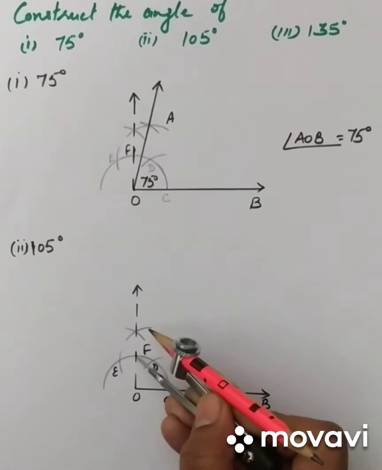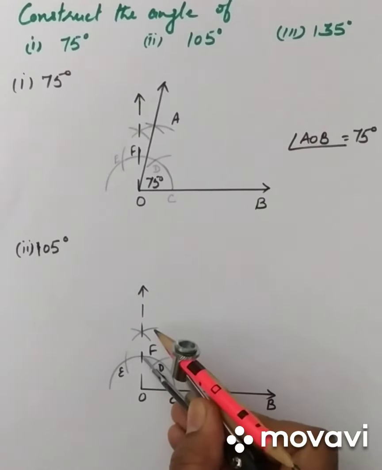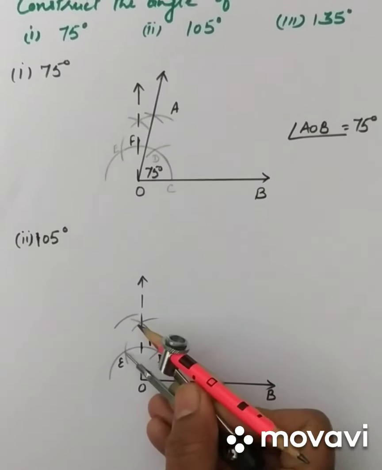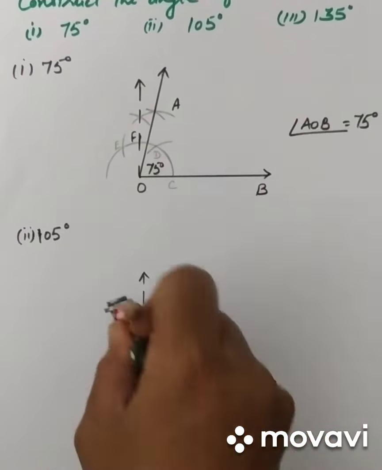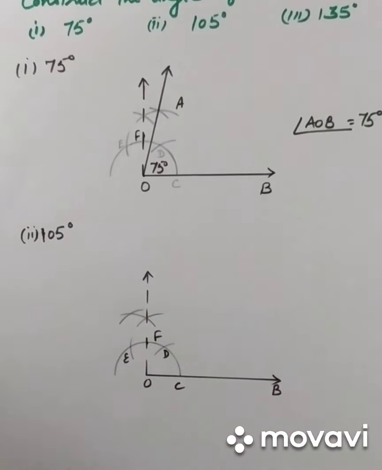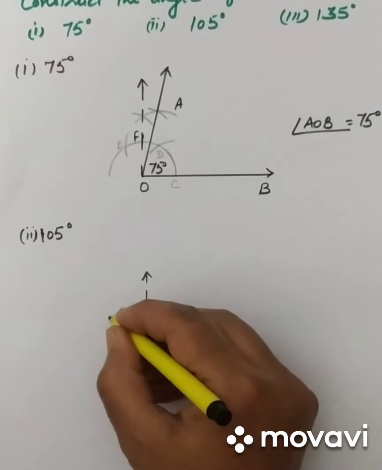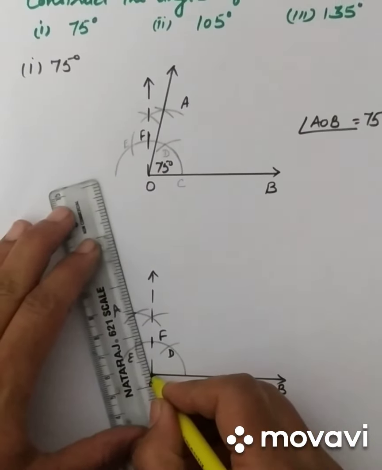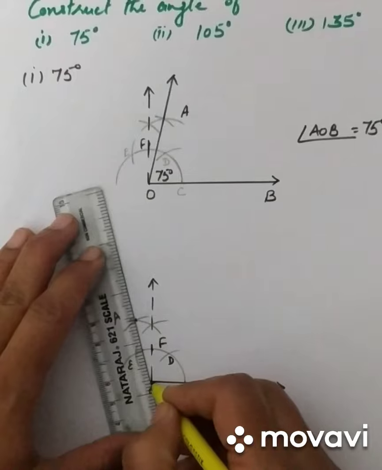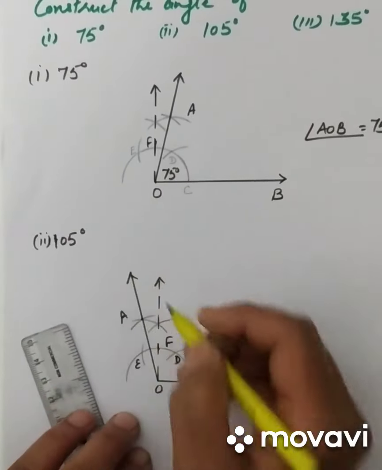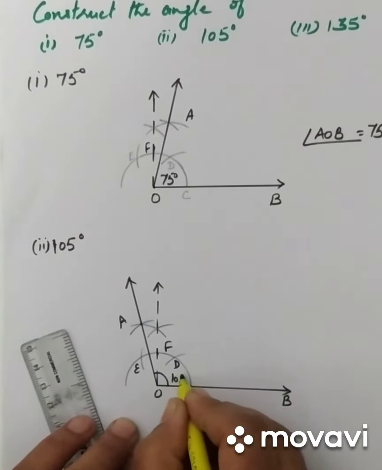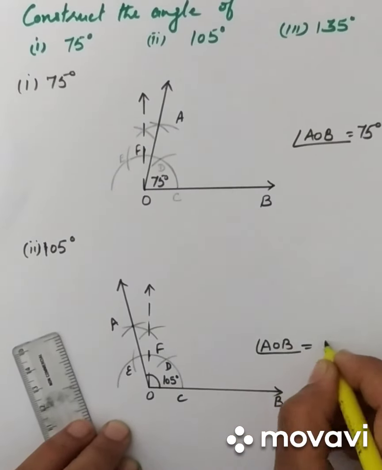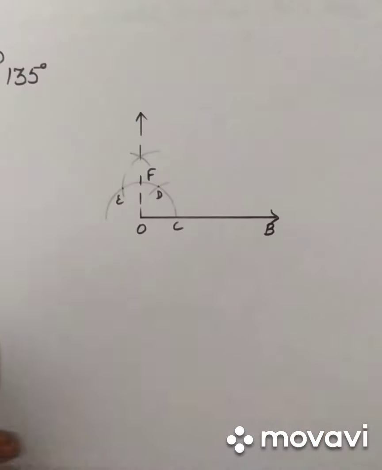Now put the compass at F, that means F as a center, and draw an arc. Then from E, we have to cut the previous arc and mark this point as A. And this is the angle of 105 degree. So here the angle AOB is 105 degree.